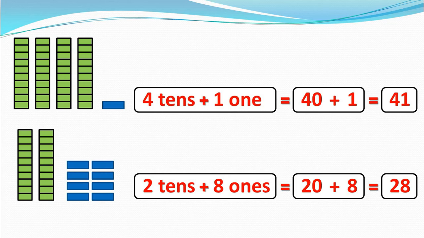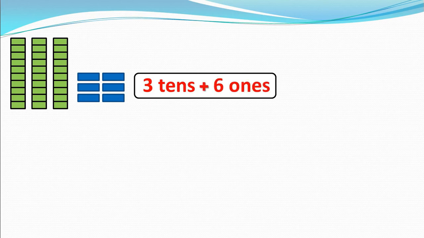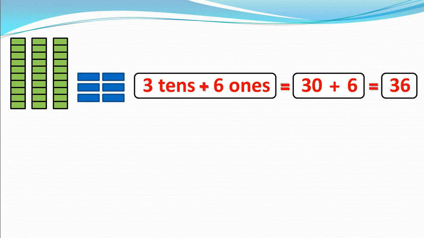Now here are 1, 2, 3 stacks of tens, which means 30. Which means 3 tens. And there are 1, 2, 3, 4, 5, 6 ones. 3 tens means 30 and 6 ones means 6. Now add. 30 plus 6 equals 36.